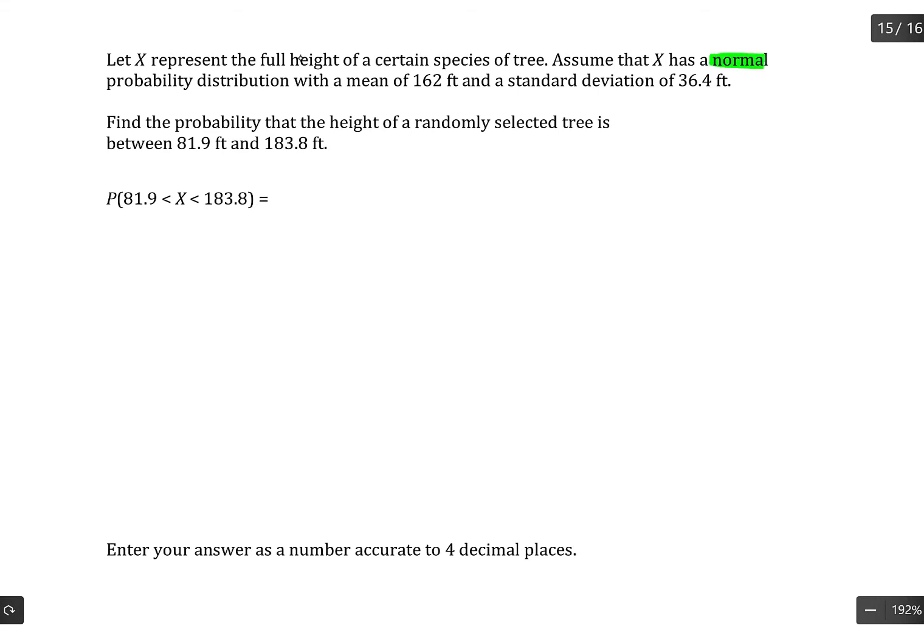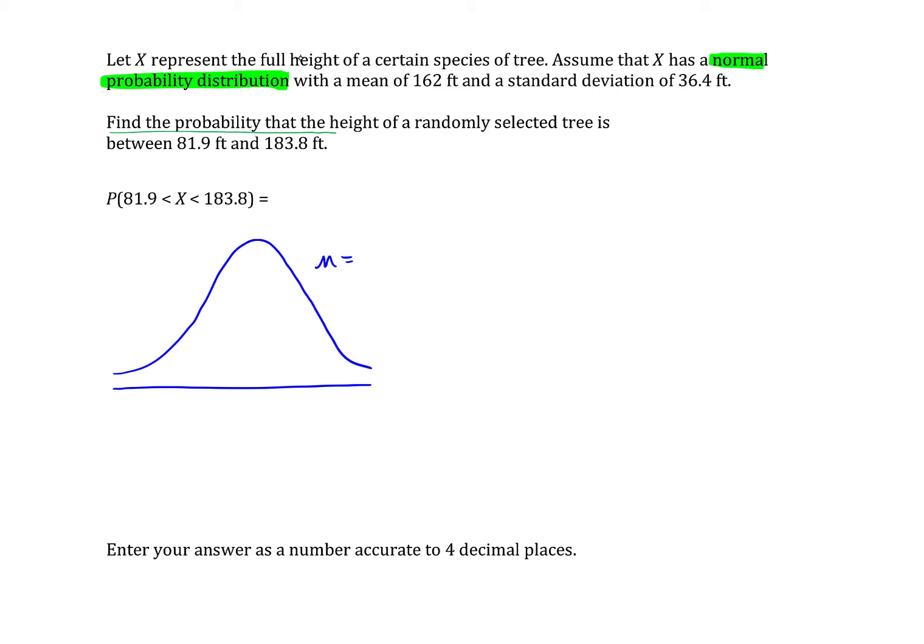So we have data that is normally distributed. And when that's the case and we want to calculate a probability, so when it says find the probability, we should start off by drawing a bell-shaped distribution and put the pertinent information on that. So the mean of these trees is 162, the standard deviation is 36.4. So the mean is right in the center.